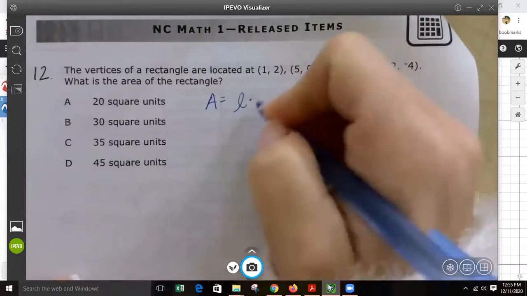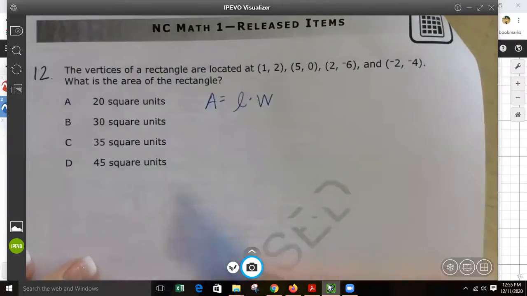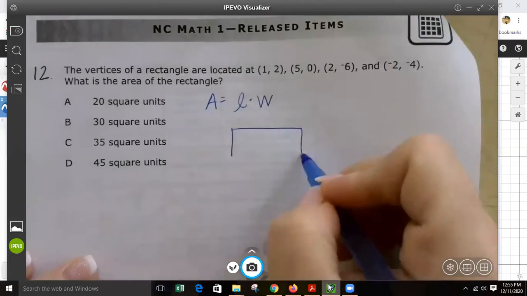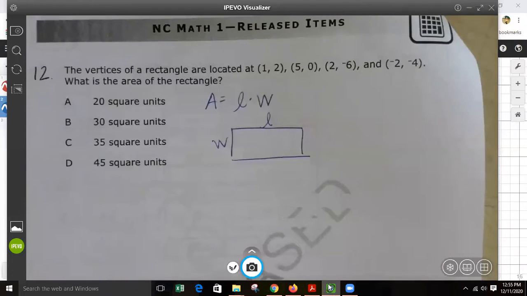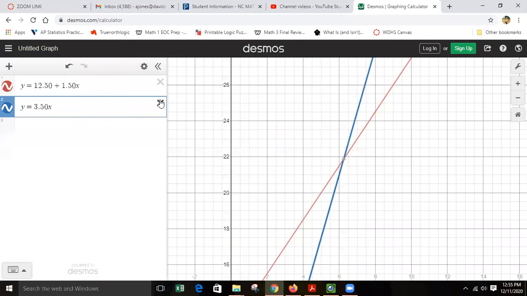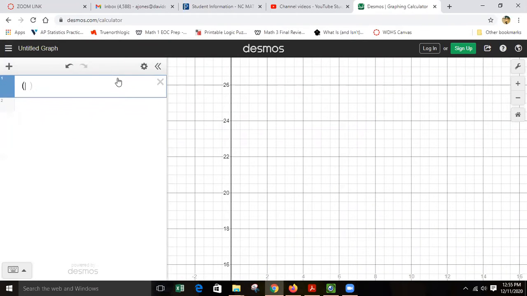Length times width, length times height. I don't care how you say it. You know what it is. Length times width is what I say. So remember, we need the 2 sides, right? All right, so this is what's really cool about Desmos. I'm going to put these coordinates in. I'll show you how to do it.